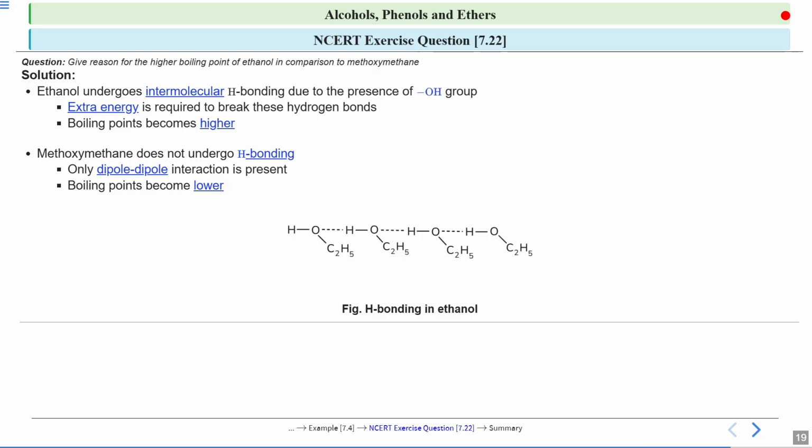So if we compare your alcohol, here the case is ethanol, and methoxymethane, then ethanol will have the higher boiling point as compared to methoxymethane. So this is ethanol, and you can see how there is hydrogen bonding. See this oxygen and this hydrogen. These dotted lines represent the hydrogen bonding over here. Okay, so this is the strong intermolecular hydrogen bonding because of the OH group. So that is why ethanol will have a higher boiling point.